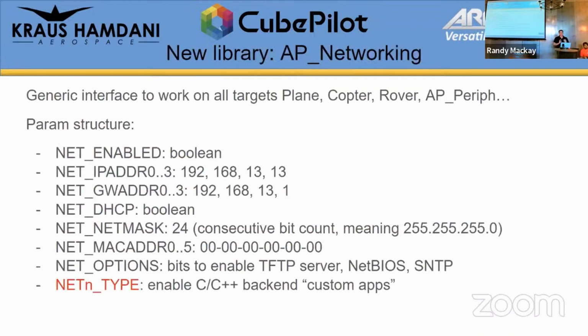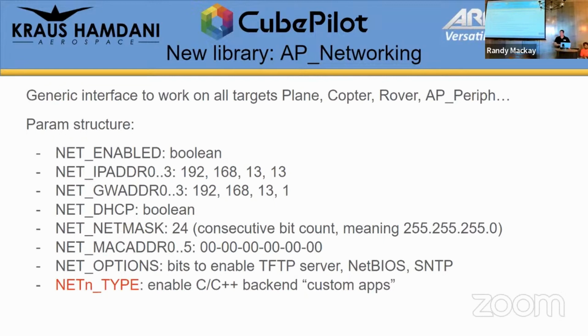The general interface to ArcherPilot is going to be through the AP networking library, and it's fairly straightforward to set up. You just set your Boolean for enabled, and most of these require a reboot to take effect as well. You can set your IP address. Right now, there's IP 0, IP 1, IP 2, IP 3, and you just set those numbers to be what your IP is. And that's if you want to do a static IP address.